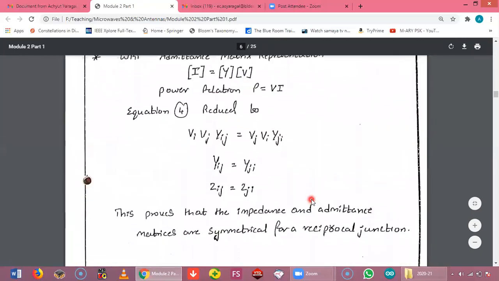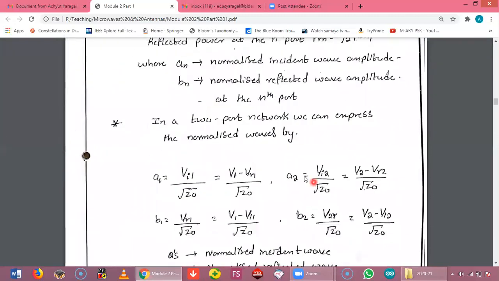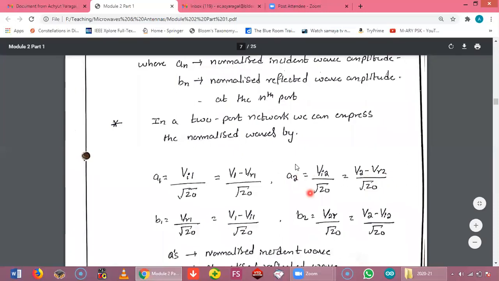In a similar manner, we can also write the further equations of S parameters. What is A2? A2 is the incident parameter, incident current or voltage, both you can consider, at port 2. That is nothing but V_i2 divided by root Z0. How do you get this V_i2? V_i2 is the whole voltage V2 minus whatever the reflected voltage is at port 2. That's why (V2 minus V_r2) divided by root Z0 is our A2.